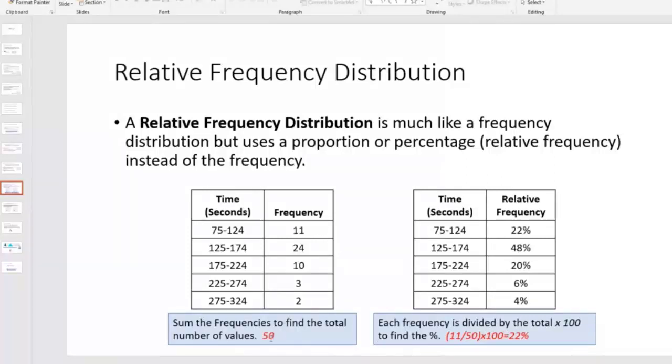So here, 11 divided by 50 is 0.22, times 100 is 22, so it's 22%. 24 divided by 50 times 100, we get 48%, and so on. It's just your frequency divided by your total frequencies, and then turned into a percentage, and that's called a relative frequency distribution. In other words, if you only saw the relative frequency, you would certainly know where the most values happened, but you would no longer know how many data values they had.